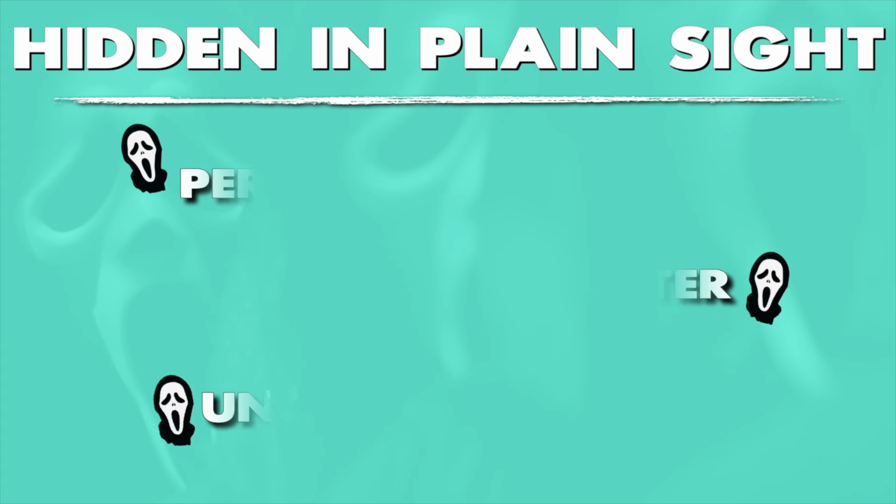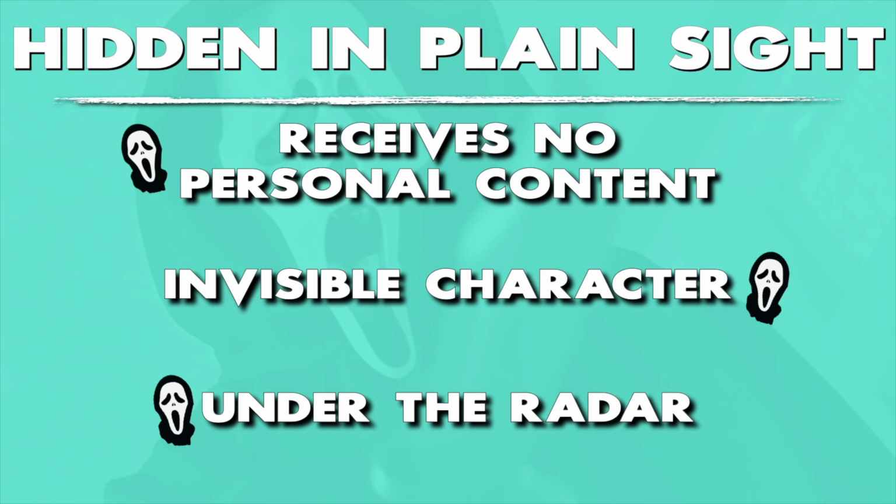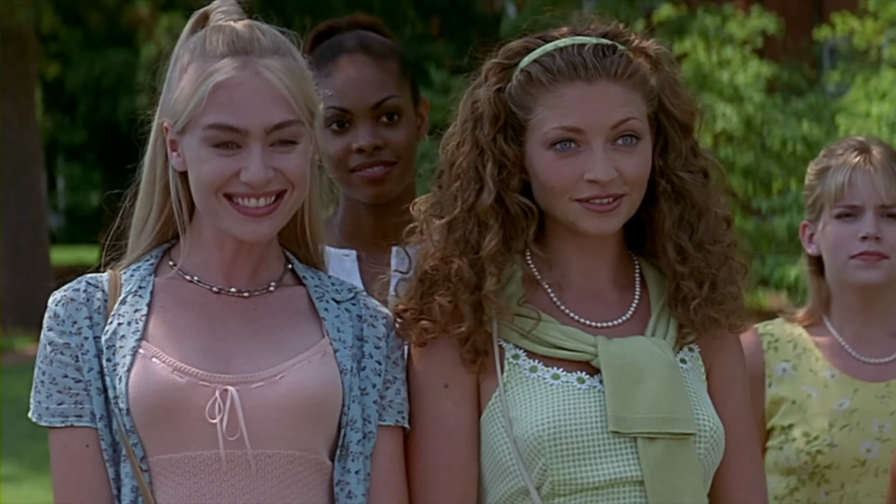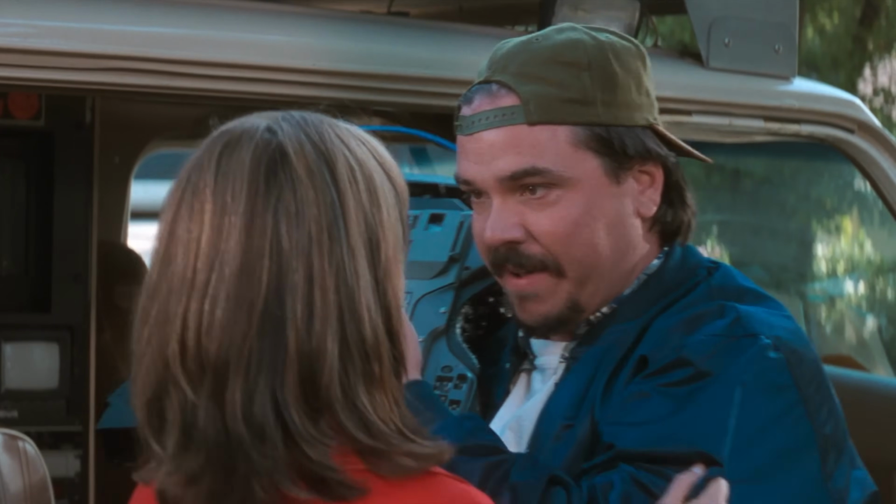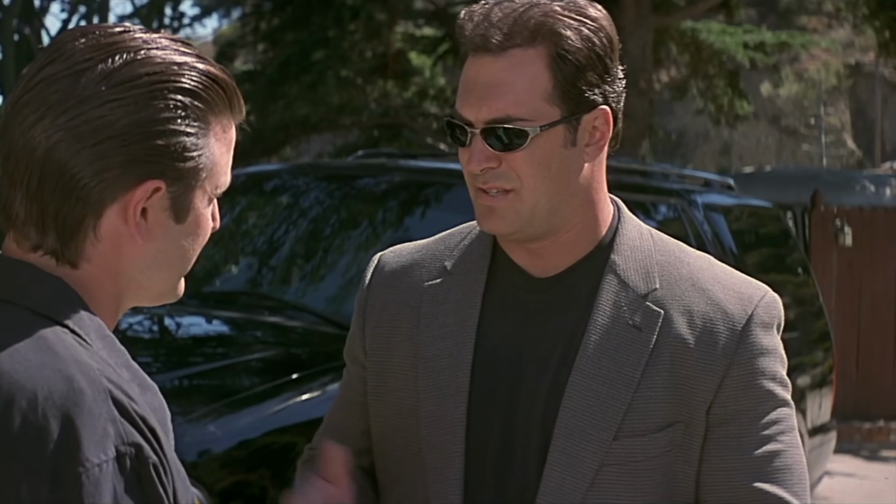After that, we have the hidden in plain sight characters, and again, Scream 6 takes a much different approach here. Typically, these are the minor characters in the periphery whose inclusion in the movie is to be expected, as they're the parents, students, school faculty, members of the press, and police deputies who weave in and out of the action without the audience ever learning any personal content about them.